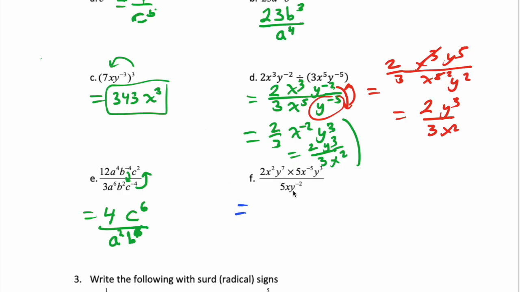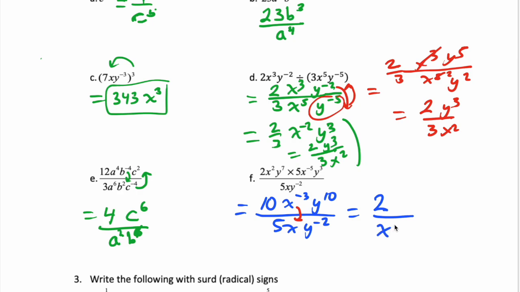Here I'm going to maybe simplify the numerator first. So you're going to have 10x to the power of negative 3, y to the power of 10 over 5x, y to the negative 2. 10 divided by 5 is 2, of course. Now this x to the power of negative 3 can come down here. You're going to get an x to the power of 4 in the denominator. And this comes up and you get y to the power of 12.